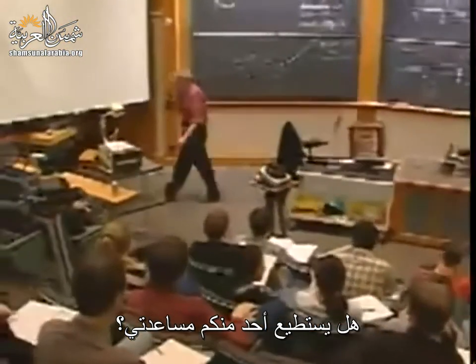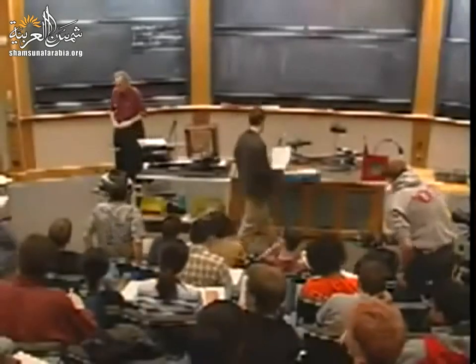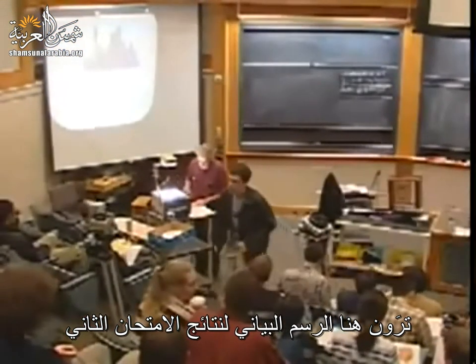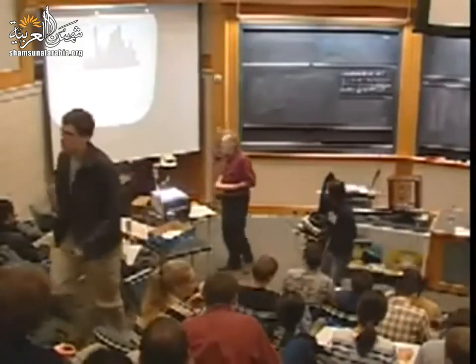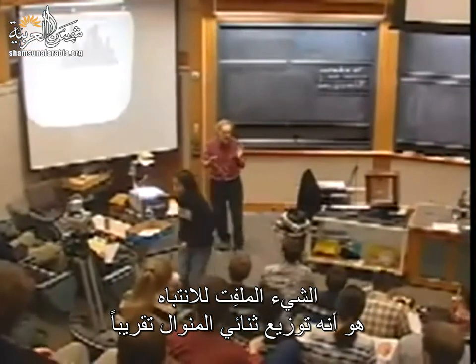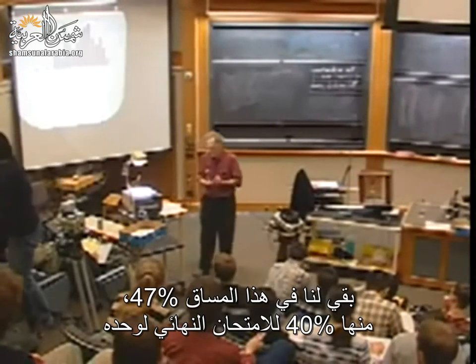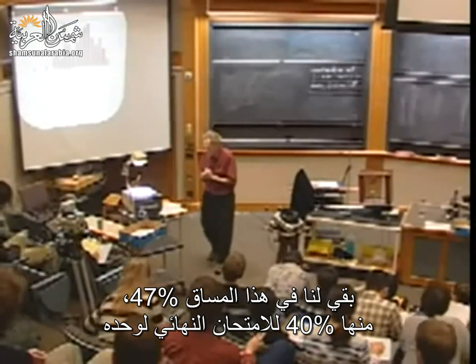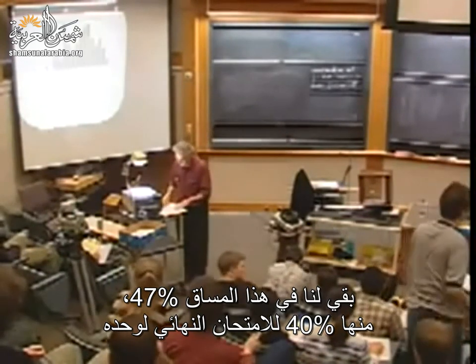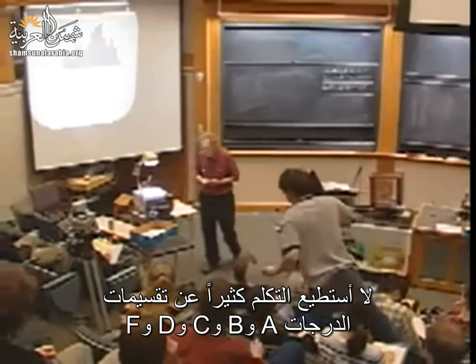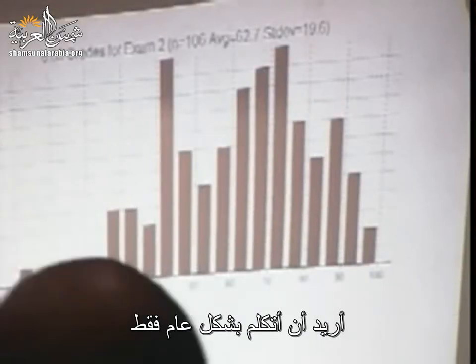All right, this is the great moment for the mini break, with the mini quiz. So if someone is going to help me. I owe you something regarding exam 2. Here you see a histogram of exam 2. And what is interesting, and in a way helpful to me, is that it is almost bimodal. Now we have 47% to go in the course, of which 40% is for the final alone. And so clearly I can't say much about dividing lines between A, B, C, D's, and F's. I want to make only a global statement.